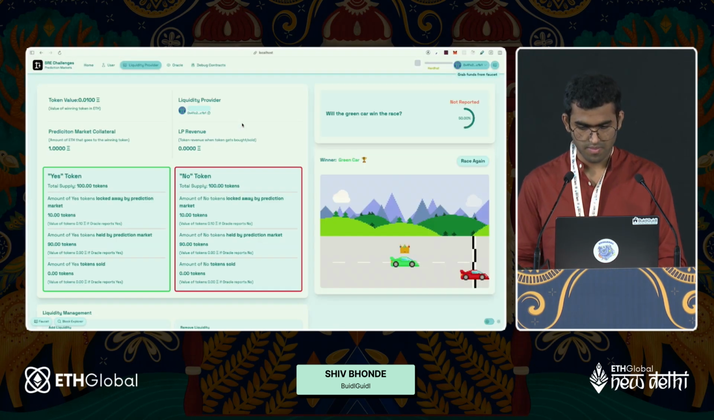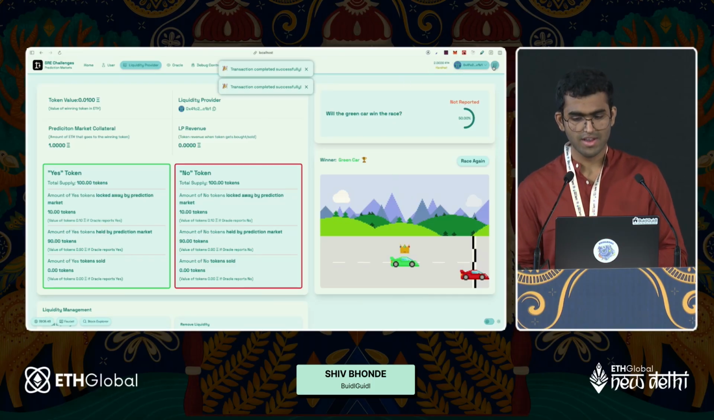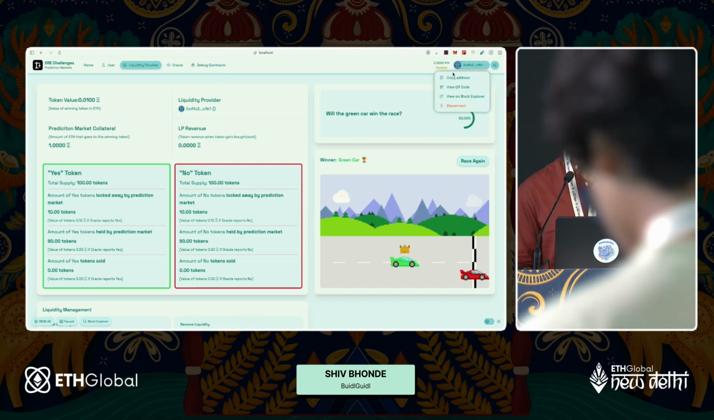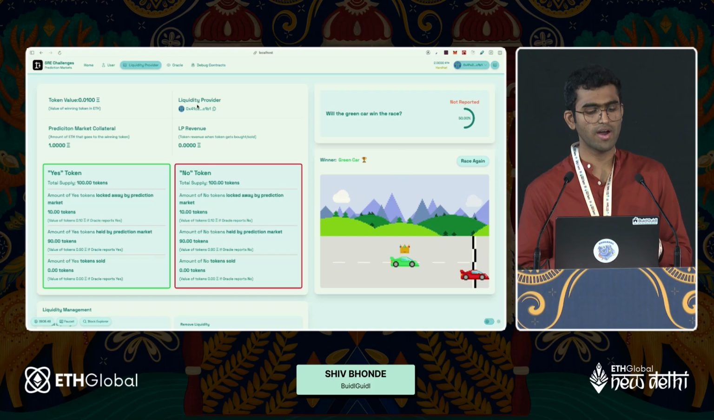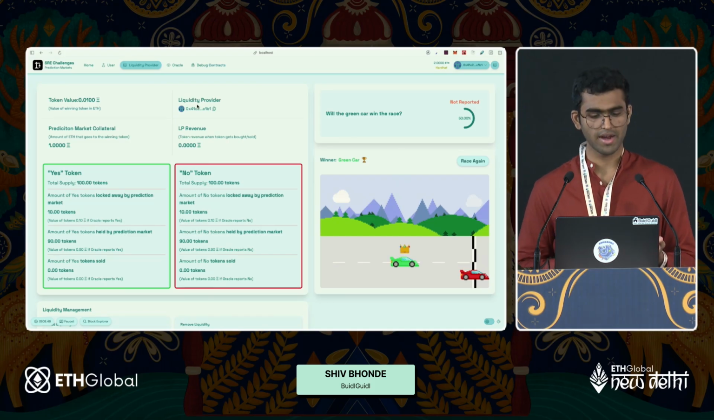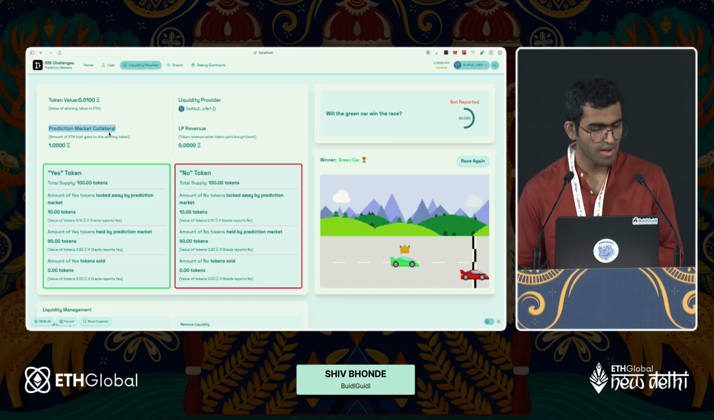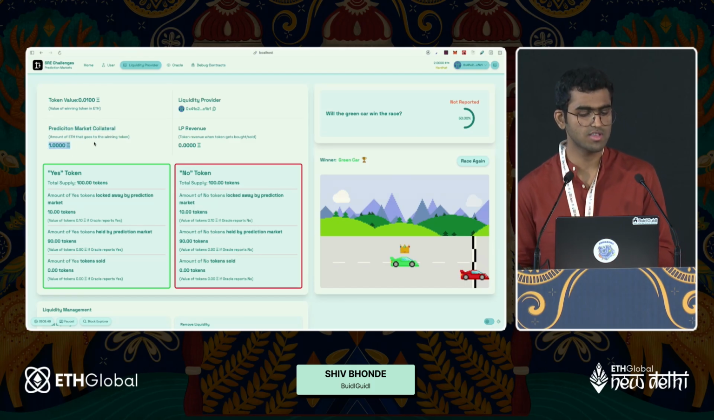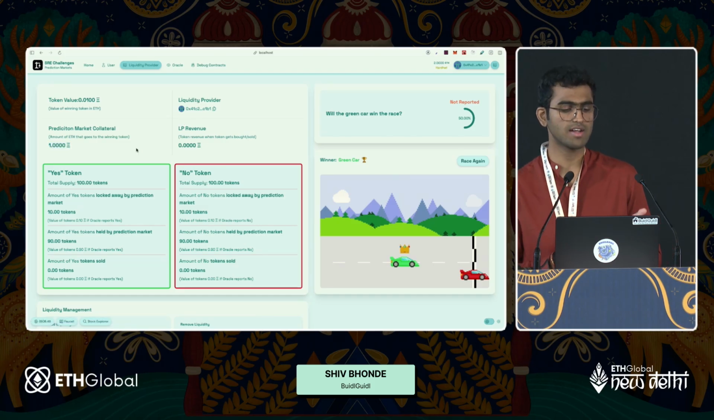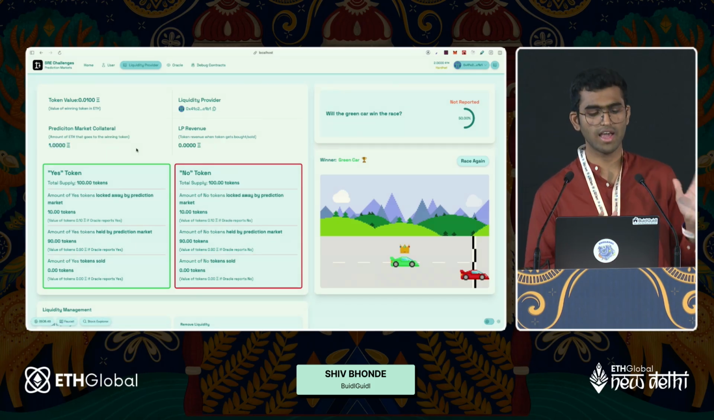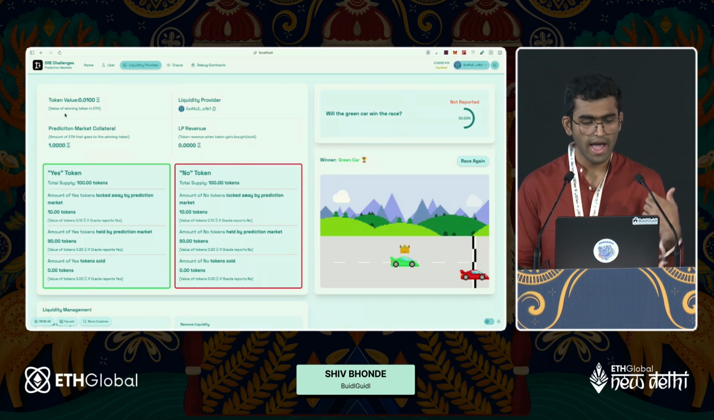What I've done is set up the burner wallet as the deployer of this contract. So it is the liquidity provider. The liquidity provider is the one who initiates the market by putting in some initial funds. You see, the current prediction market collateral is 1 ETH. This is put in by the liquidity provider, and it is kind of a bounty, the winning prize pool. So the winning prize pool is 1 ETH, and the token value.